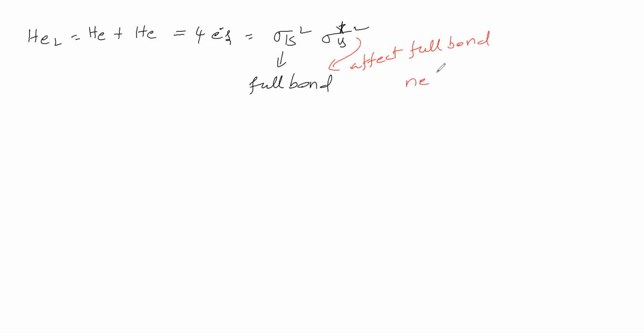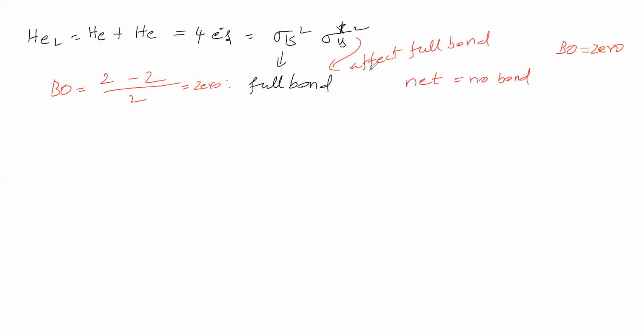Therefore what is the net? The net says no bond, because it is forming a full bond and this is going and affecting that full bond. What is the net? Nothing, no bond. So the bond order is 0. We can calculate bond order as per the formula: the number of electrons in the bonding molecular orbital minus the number of electrons in the anti-bonding molecular orbital, by 2, is equal to 0. Therefore the bond order is 0.